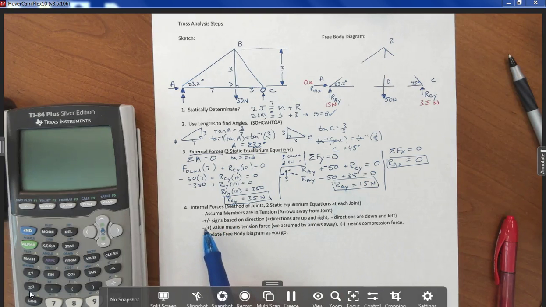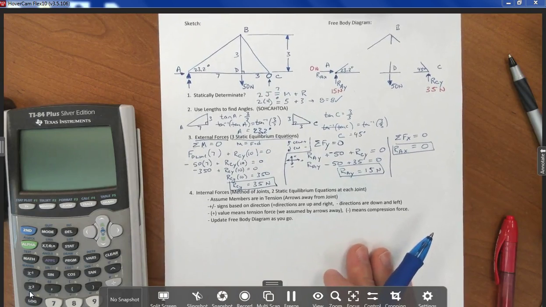Okay. After making that assumption, keep in mind what directions are positive and negative. Positive directions are up and right. Negative directions are down and left. After solving, if we get a positive value, that means that our assumption that the member was in tension was correct. If we get a negative, that means our assumption was incorrect, and the arrow actually was not going away from the joint but coming back to it, and that member must be in compression. As we solve, we will update our free body diagram up above as we go, or even other little pictures that we've used.